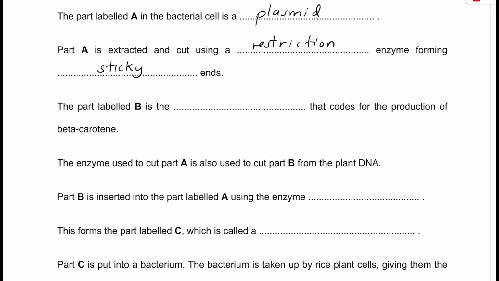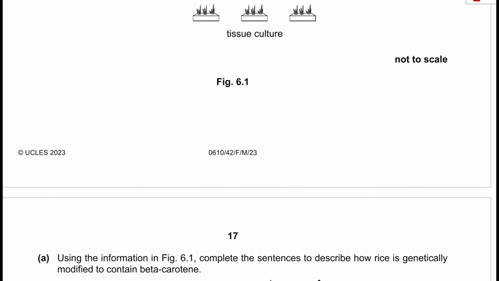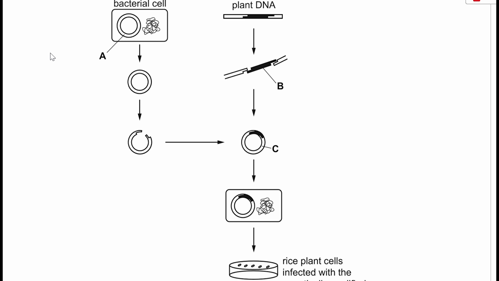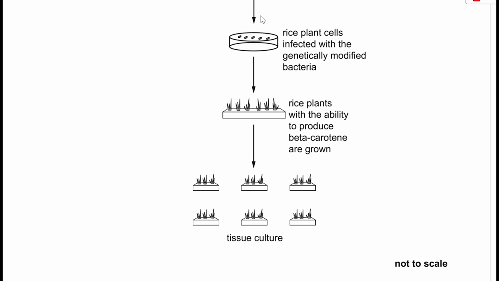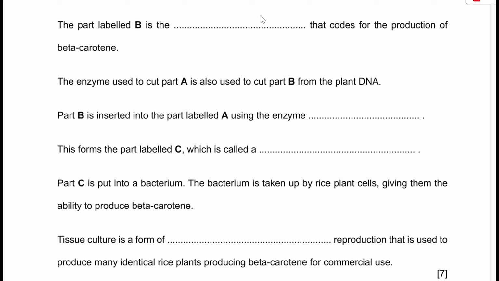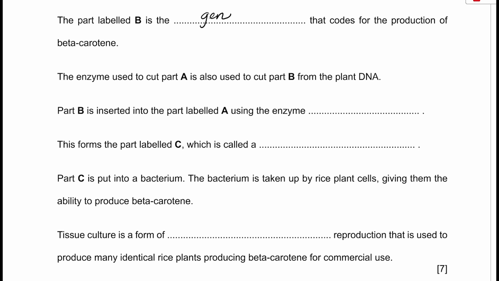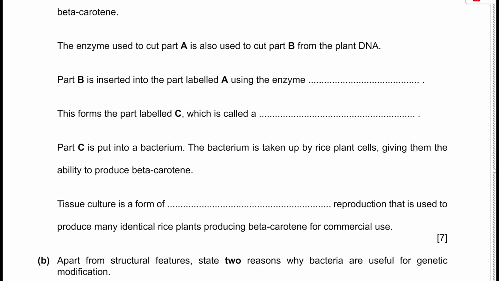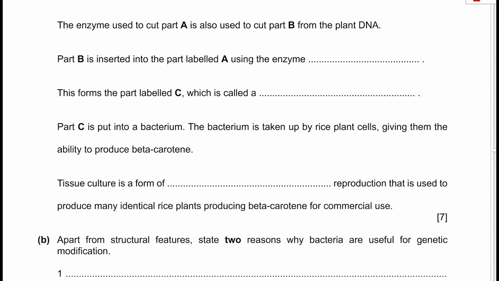The part labeled B is the dash that codes for the production of beta-carotene. The part labeled B here is a section of the plant DNA. So this section of the plant DNA coding for this beta-carotene is going to be a gene. So we'll say this is the gene that codes for beta-carotene. The enzyme used to cut part A is also used to cut part B from the plant. So restriction enzyme again.